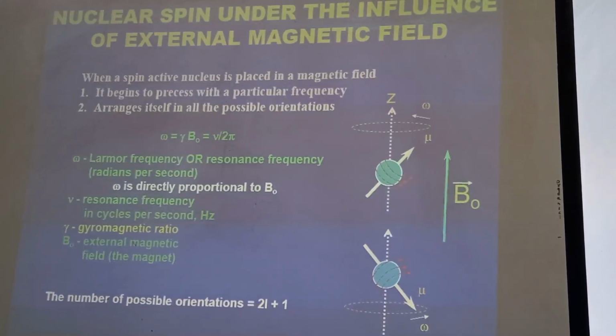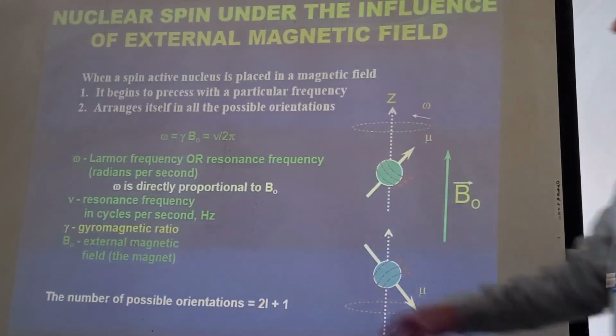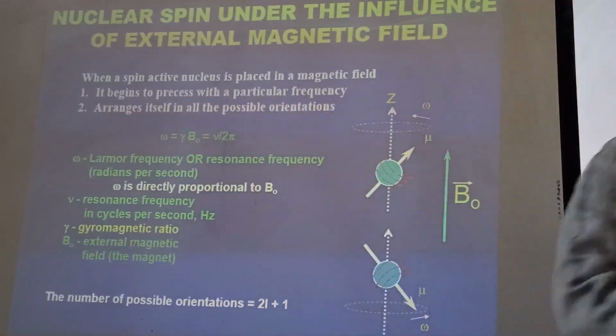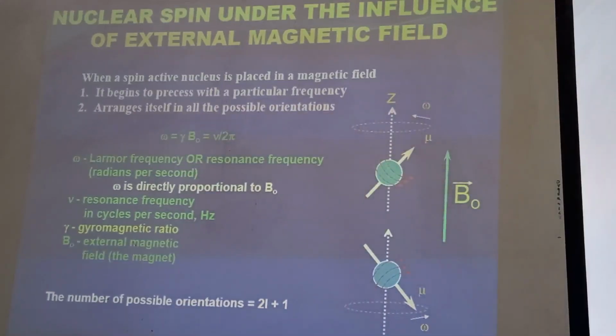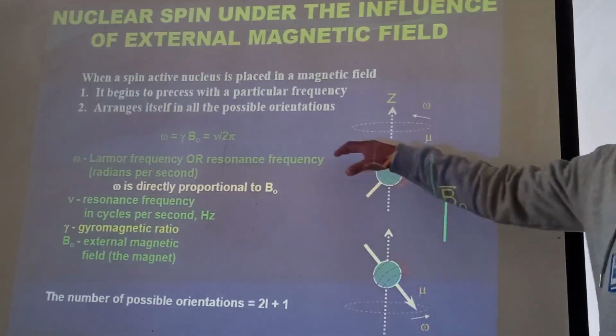It doesn't depend upon the magnetic field. So it's a constant always. If you remove this constant, omega is directly proportional to B0. And that means that when you increase the strength of the magnetic field, the Larmor frequency or the precessional frequency will increase. And this is also known as the resonance frequency.